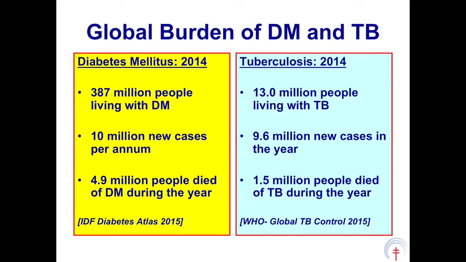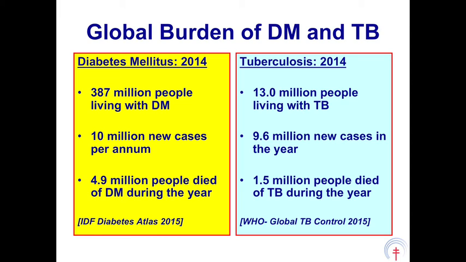Because if we look at the global burden of these two diseases, it's really immense. These are the figures for 2014. So for diabetes, nearly 400 million people living on the planet with this disease, 10 million new cases per annum, and nearly 5 million people per annum who die of diabetes-related complications. If we look at tuberculosis, a disease that about 35 years ago I remember was to be confined to the history books, it's not doing too badly. 13 million people living with the disease, 9.6 million new cases, and 1.5 million deaths.